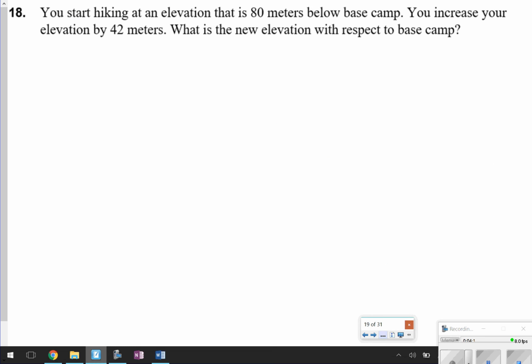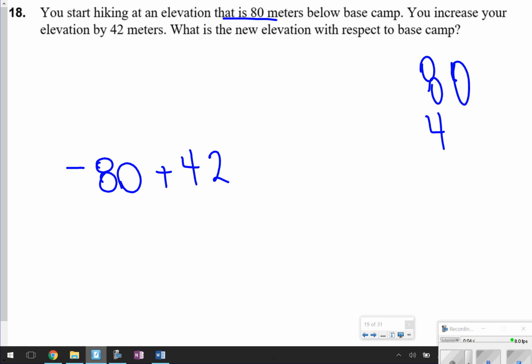This is your word problem, one of your word problem questions. You start hiking at an elevation that is 80 meters below base camp. Okay, so I just think about that as -80. You increase your elevation by 42 meters. What is the new elevation with respect to base camp? If you're starting below base camp and then you just increase it by 42, that's going to be -80 plus 42. Okay, different sign, subtract, meaning I'm subtracting 80 and 42.